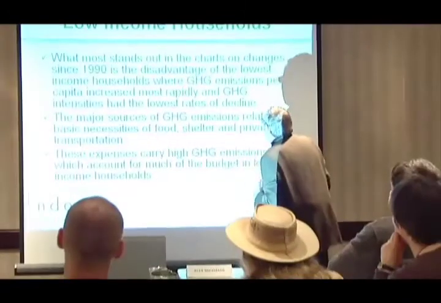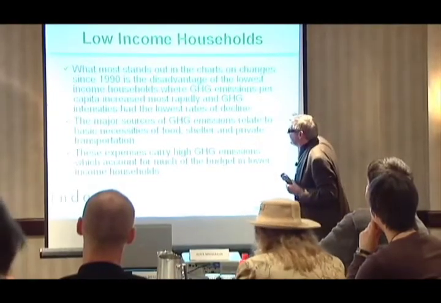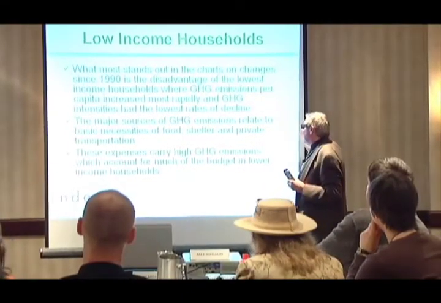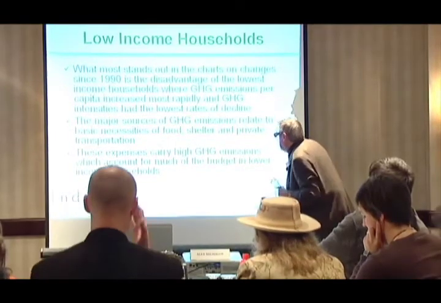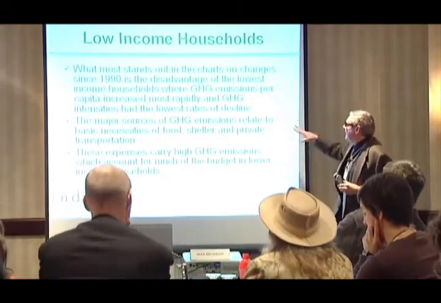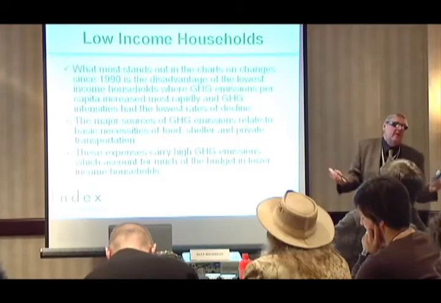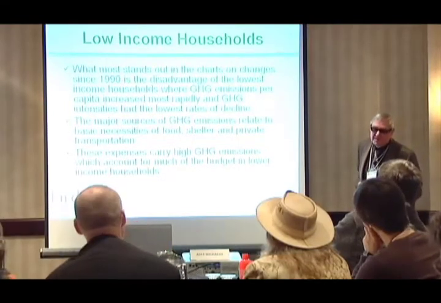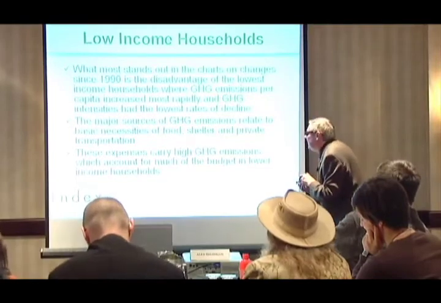So what stands out, of course, is the low income households that I've already mentioned: lowest rates of decline in intensities, highest increase in intensity. A lot of that again is that for low income households, their budget is so much into basic necessities of food and shelter.